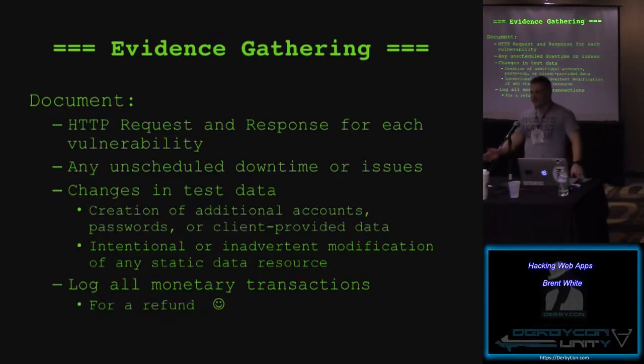Any unscheduled downtime or issues. So if for whatever reason they didn't properly whitelist you on their firewall, their IDS, IPS, and those were times that you couldn't access the website, just make a quick note on that. That way, if they have any issues going over the report, you can say, hey, I couldn't access your site during this time. Any monetary transactions, so it's a bank website or e-commerce or something, log that information. That way, if you do happen to use a personal card or company card, you can get your money back.